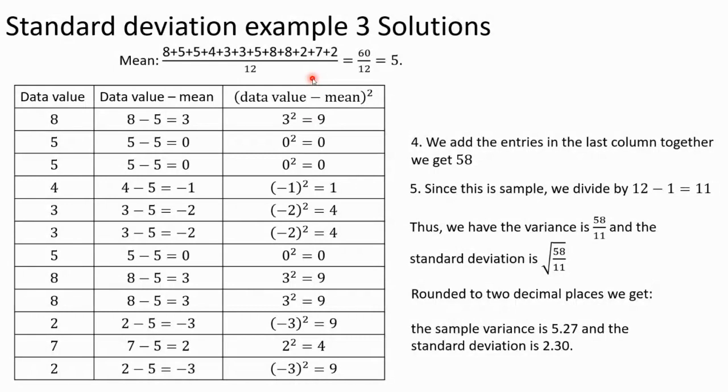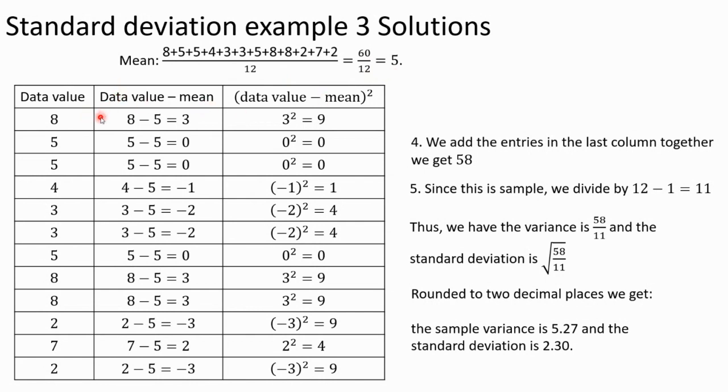So if you were to add them up, what you end up getting is 60. And there's 12 data values, so you have 60 over 12 equals 5. So the mean is 5 for this data set. All right. What do you do next?